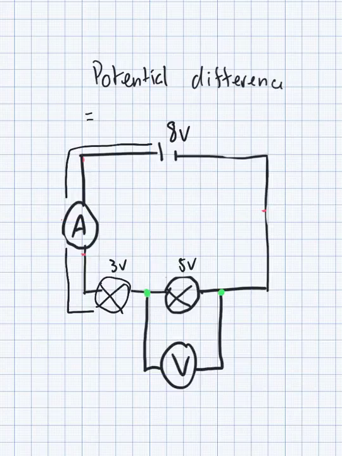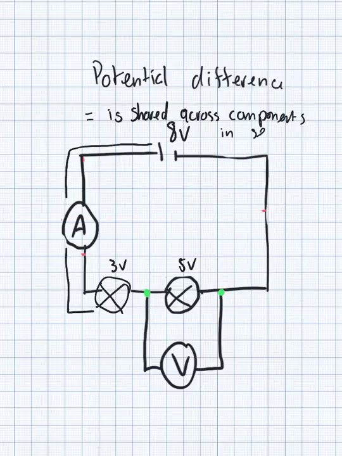So potential difference is shared across components in series. This is something you've got to remember, so watch this part of the video, quiz yourself on it, try and remember, try and write down the rules, check if you were right. If you were right, great. If you're wrong, go back, watch it again, try and remember it, write it out. Potential difference is shared across components in series. Current is the same at each point in series.